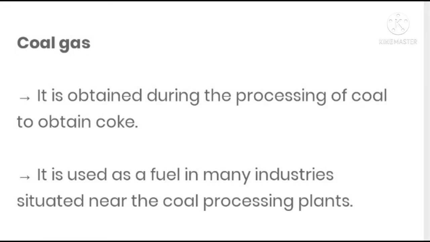Another one is coal gas, which is obtained during the processing of coal to coke. When coal is being processed to obtain coke, a gas is produced, known as coal gas. It is used as a fuel by many industries situated near the coal processing plants. Wherever a coal processing plant is running, if any industries are near it, they use this coal gas. I hope this topic of coal is clear to you.